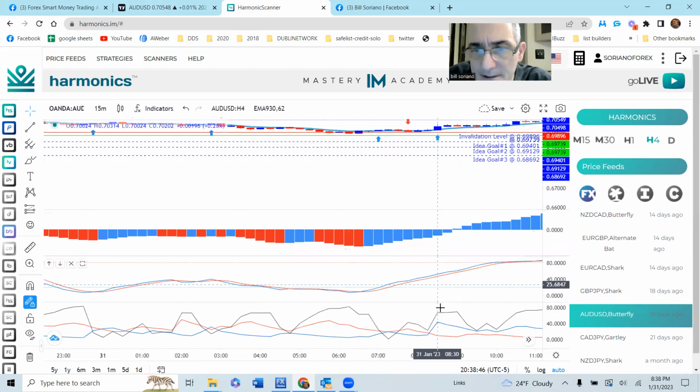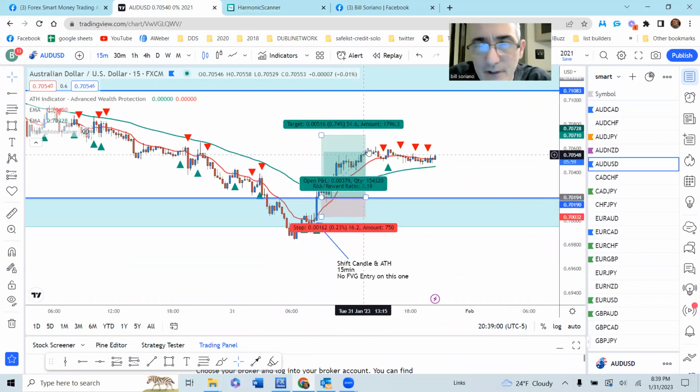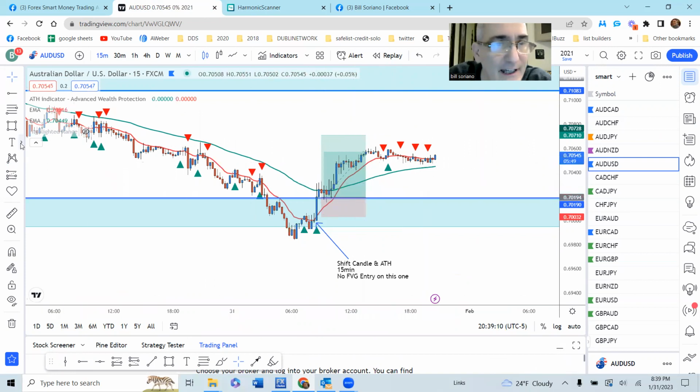If we open up the indicators, we see that we're blue here. We got a blue arrow, we're blue, blue's above the red, blue's above the red. So that's our shift candle that came out at 8:30 a.m. And that same candle is also our ATH. And you can see that this trade took off nicely for us, right? Looks like we were risking 16 to get 51. So it was, again, a 1-to-3 plus risk to reward ratio trade.